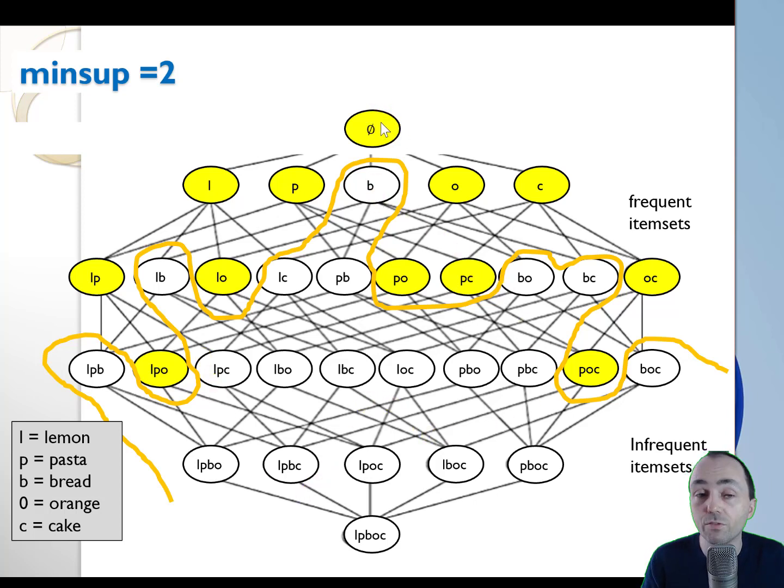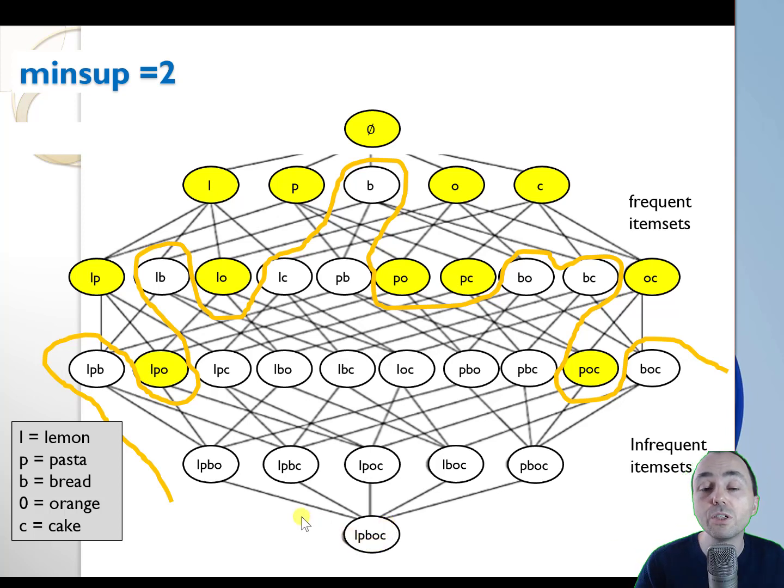So on top we have the empty set, you buy nothing. After that we have only lemon, only pasta, only bread, only orange, and only cake. Then the third line, we have LP, lemon pasta, lemon bread, lemon orange, lemon cake, and so on. Then we have 3 items together, 4 items, and if we buy everything at the bottom. Okay, so those are all the combinations if we have 5 products in our store.